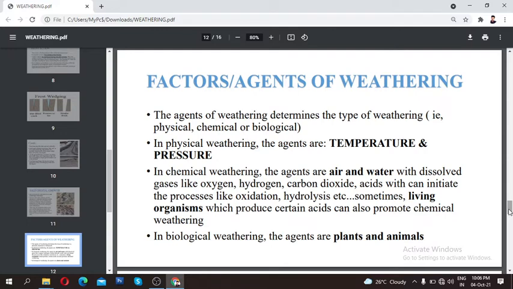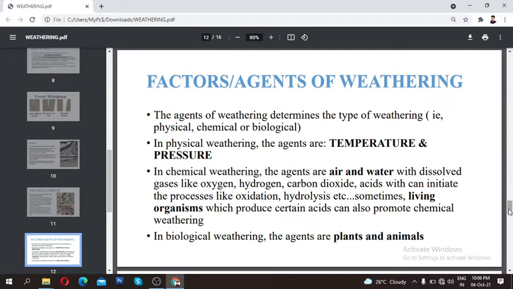Okay. In physical weathering, the agents are temperature and pressure. As we know, in physical weathering, there are drastic temperature and pressure differences occurring. So, the main agents or factors responsible for physical weathering are temperature and pressure.